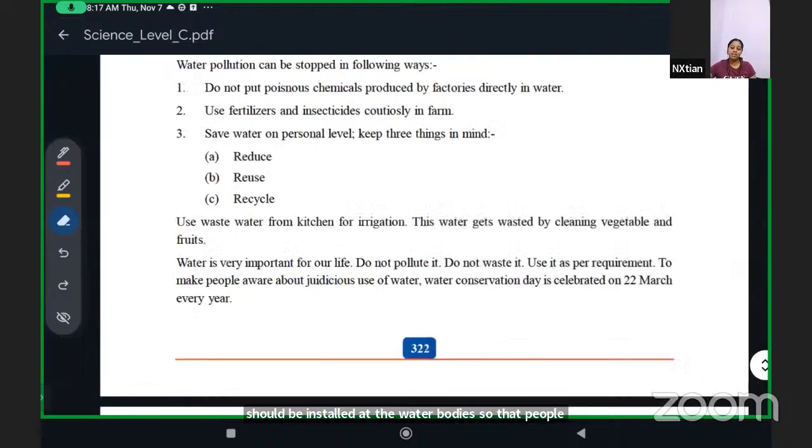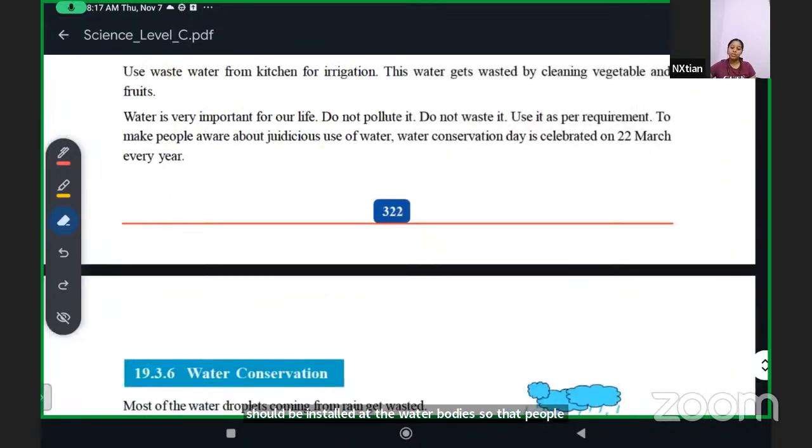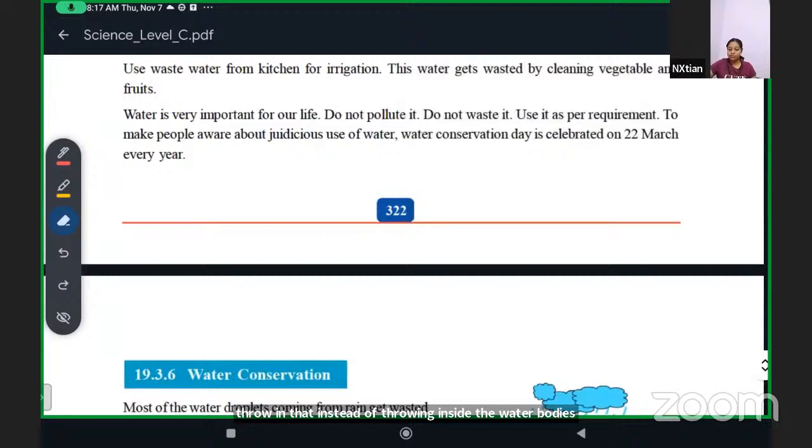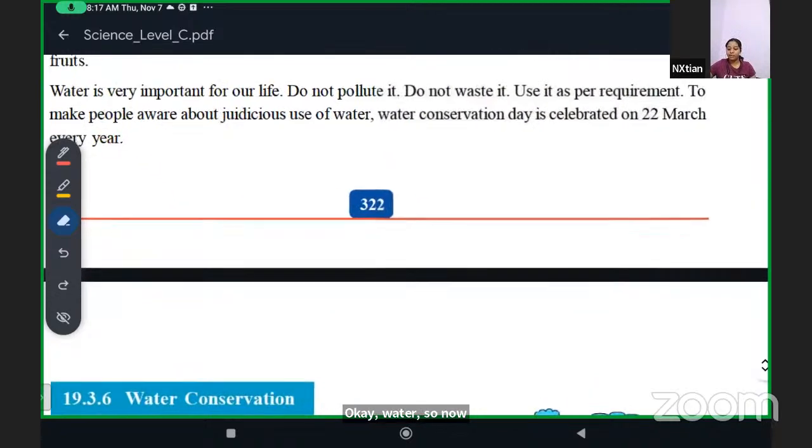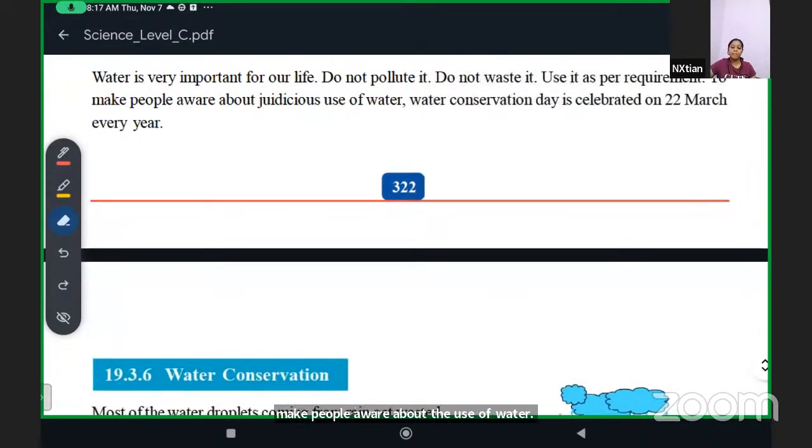Okay, now water is very important for our life. Do not pollute it, do not waste it. We should use it as per requirement. So now, to make people aware about the use of water, we celebrate Water Conservation Day on 22nd March every year. Okay, you can remember this. Water Conservation Day is celebrated on 22nd March every year.